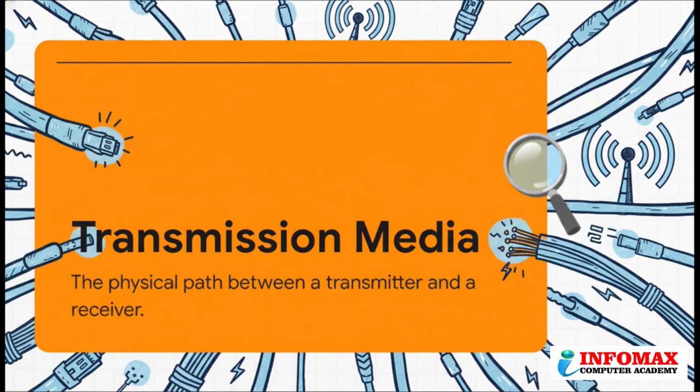And the answer, the secret sauce, is something called transmission media. It's just a fancy term for the actual physical path that connects a sender to a receiver. You can think of it like the plumbing of the internet, the actual pipes, the cables, and the invisible airwaves that make our entire digital world even possible.